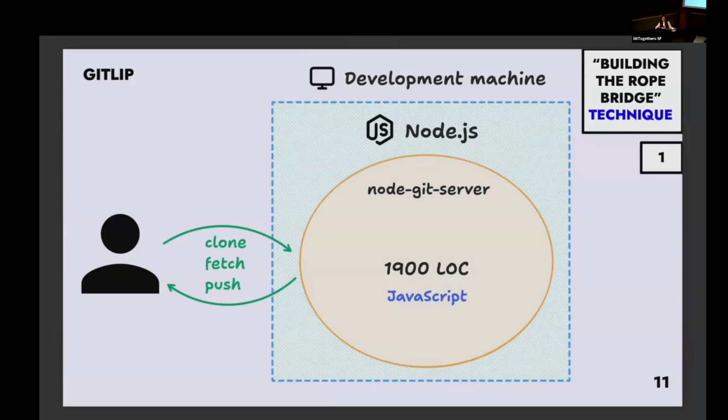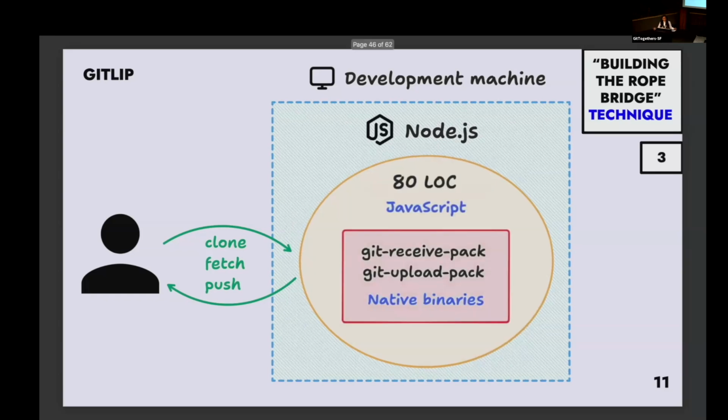Our approach to implementing the SMART protocol for our Git server was analogous in a way. We started with a working Git server. In our case, we chose Node Git server from GitHub, which is an open source implementation of the Git server for Node.js. We incrementally removed all features except for the core functionality that ultimately fit in about 80 lines of JavaScript for Node.js. This core functionality leveraged Git receive pack and Git upload pack commands of the native Git binary.